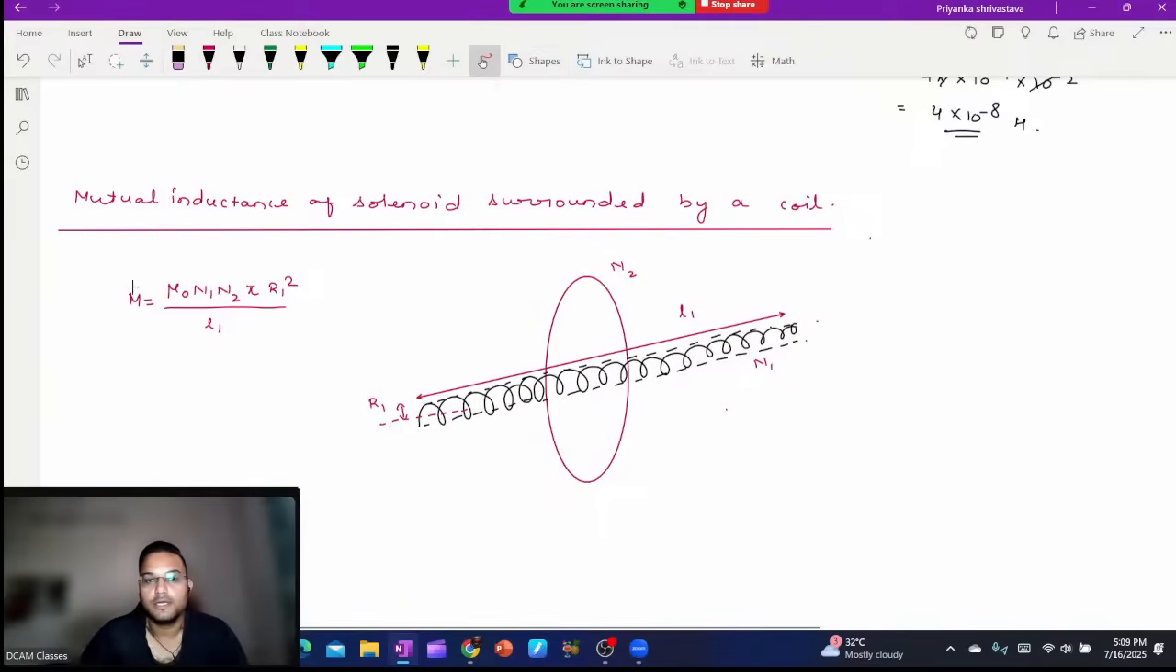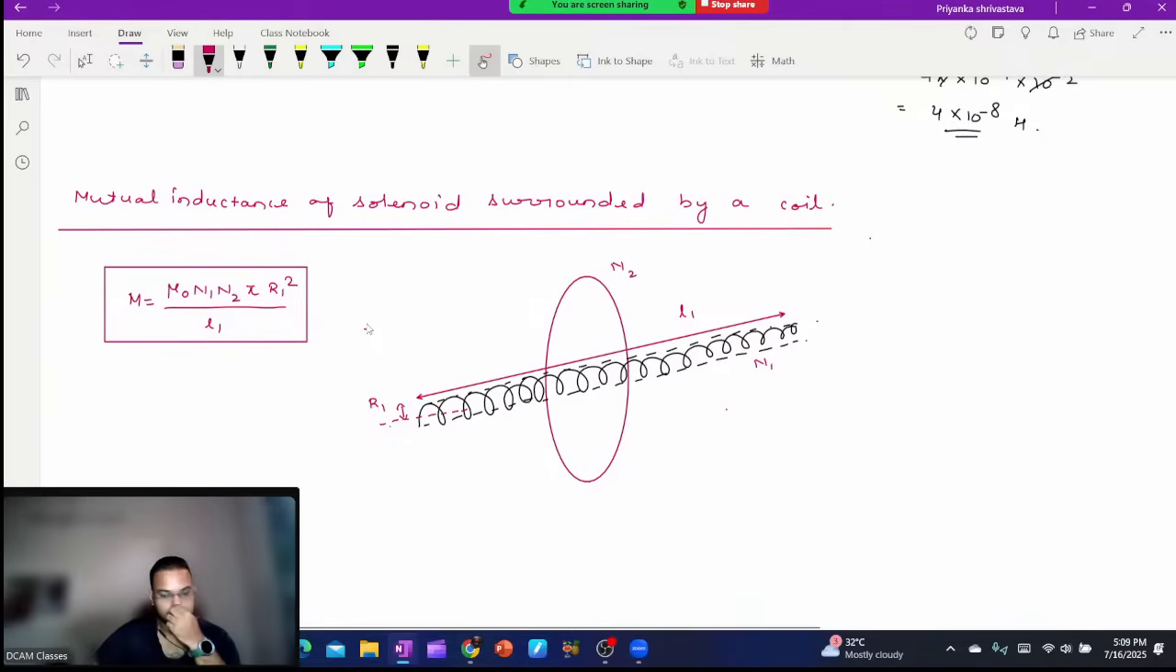Let's see if they are getting it or not. If anyone doesn't have it, let me know. You took current in which one, the outer coil or the inner one? Sir, I took it in the inner one. Sir, I think I took it in the outer one. Sorry, the outer one. No, the solenoid. In the solenoid, no? The solenoid is the inside one. Okay, okay, that one you have taken.